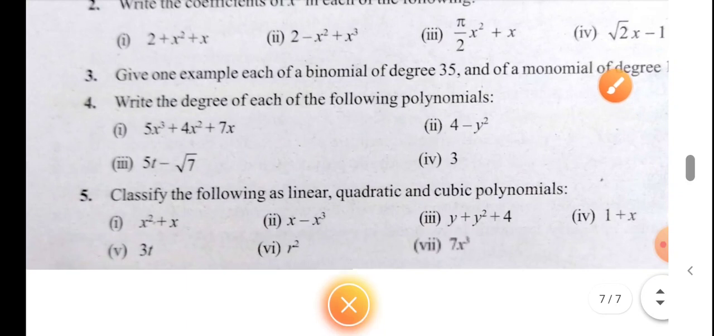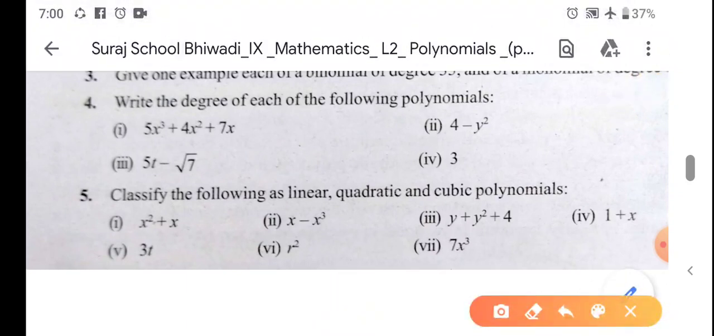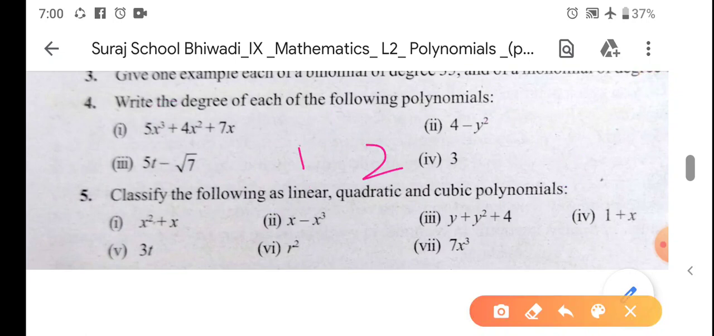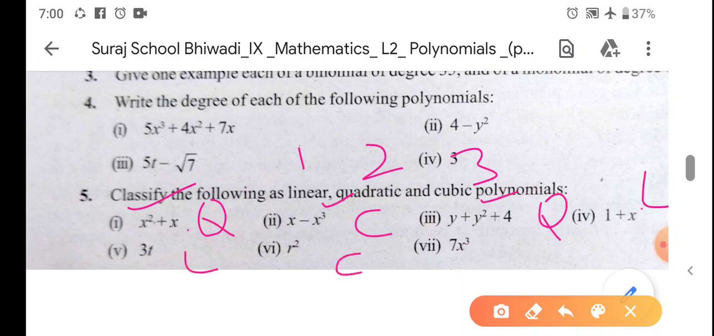Then the question is to write the degree. For the degree you have to watch the highest power. Here it is 3. Here it is 2. Here it is 1. Here it is 0. And then if the degree is 1, it is linear. If it is 2, quadratic. If it is 3, cubic. So what is it? Degree 2, so quadratic. 3, cubic. 2, quadratic. 1, linear. 2, quadratic and 3, cubic.